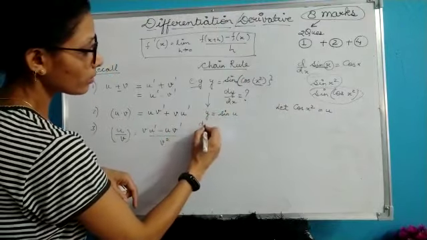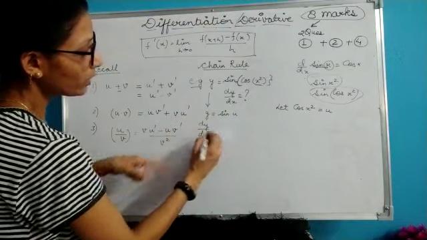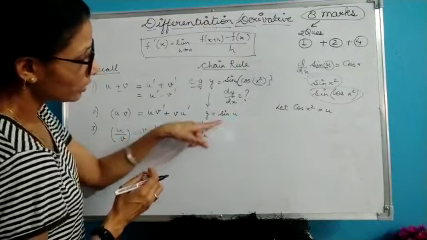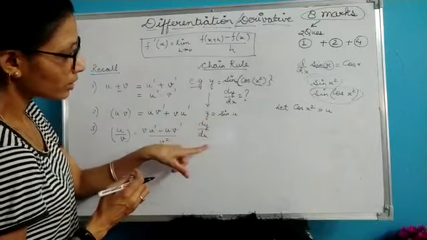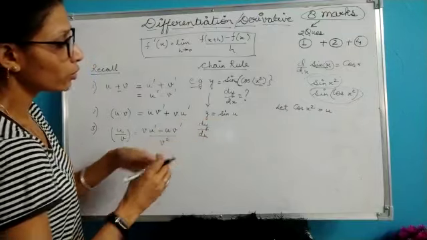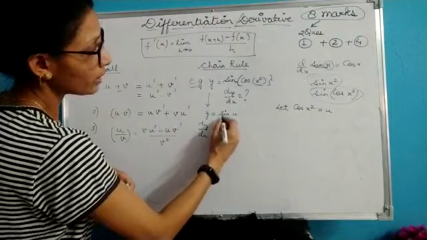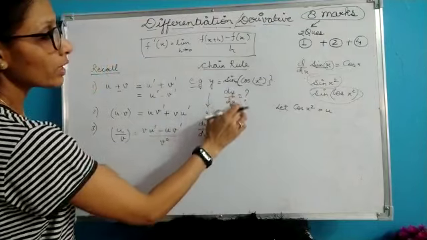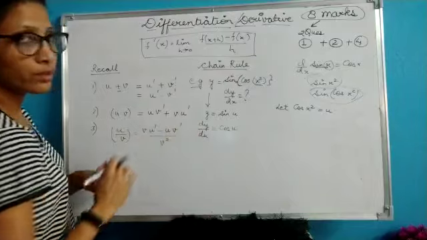Now you see, this is my standard form which is given just in u. That means I can calculate dy by du. I am differentiating my y with respect to u. Since the function is given in u, I am differentiating with respect to u. So the derivative of sine u is cos u. But I need to calculate dy by dx. This is not dy by dx.